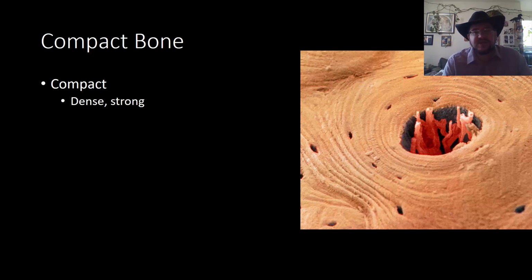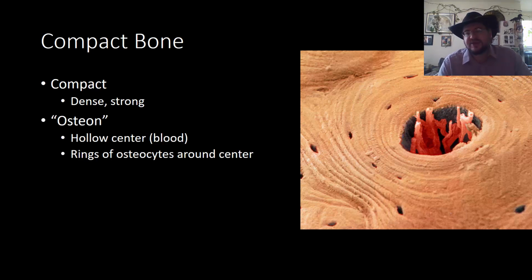So compact bone is very dense and strong, and it's made up of dense packings of these tree ring units. And each of these tree ring units, as I said, is an osteon. Each osteon has a hollow center where blood and nerves travel, and then we have rings of osteocytes around the center. So, new vocab to learn.